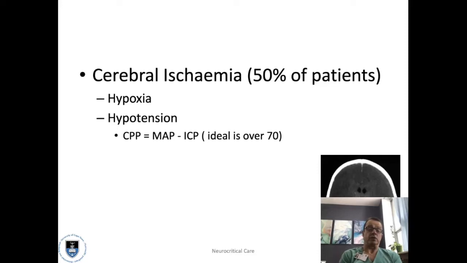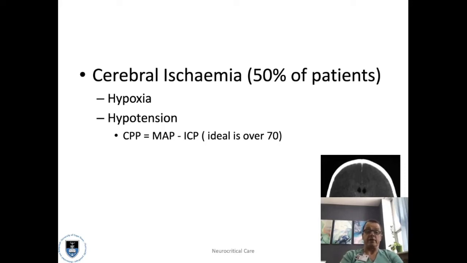The second effect, which is very commonly seen, in fact seen in a large number of patients, but not always recognized, is cerebral ischemia. And it is thought that up to 50% of patients with raised intracranial pressure, mainly from head injuries, suffer from cerebral ischemia. Cerebral ischemia might result from hypoxia or from hypotension. So obviously if patients are not intubated, they're not breathing adequately and not getting enough oxygen into their system, they'll have hypoxic injury.